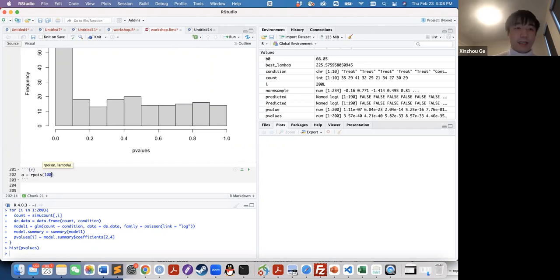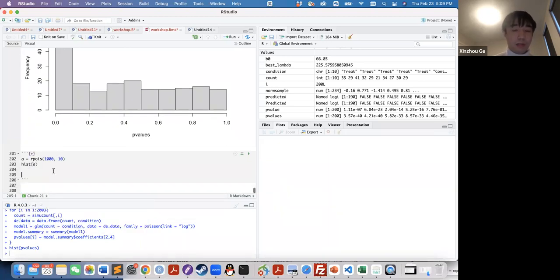You can generate 1,000 values from a Poisson distribution and make the mean equal to 10. And we can use this function to generate the histogram. We can also generate random variables from the negative binomial distribution. We also generate 1,000 values, and we make mu equal to 10 to make sure that these two distributions have the same mean.